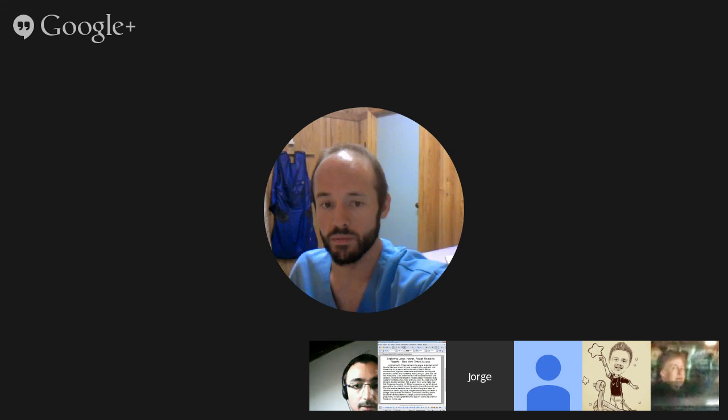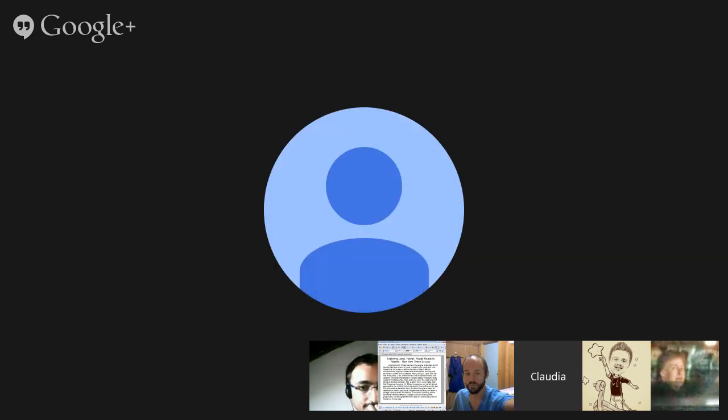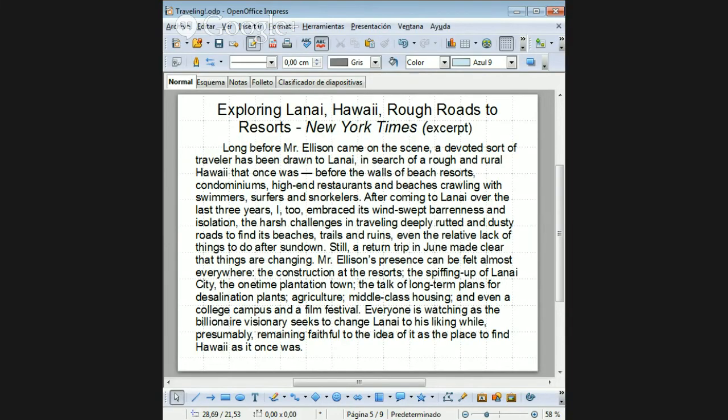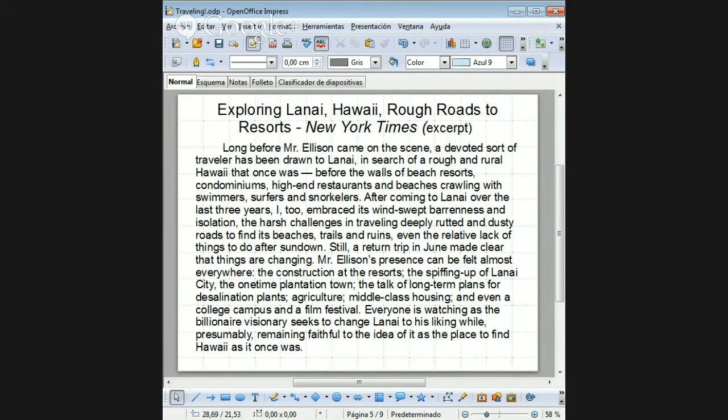To his liking while... I don't understand. He changed Lanai to his liking while presumably... Okay. When you change something to your liking, you change it so that you like it. You don't really keep in mind what it is. So he's trying to change the island so it suits the image of what he wants. He's just trying to make it so he likes it. Does that make sense?